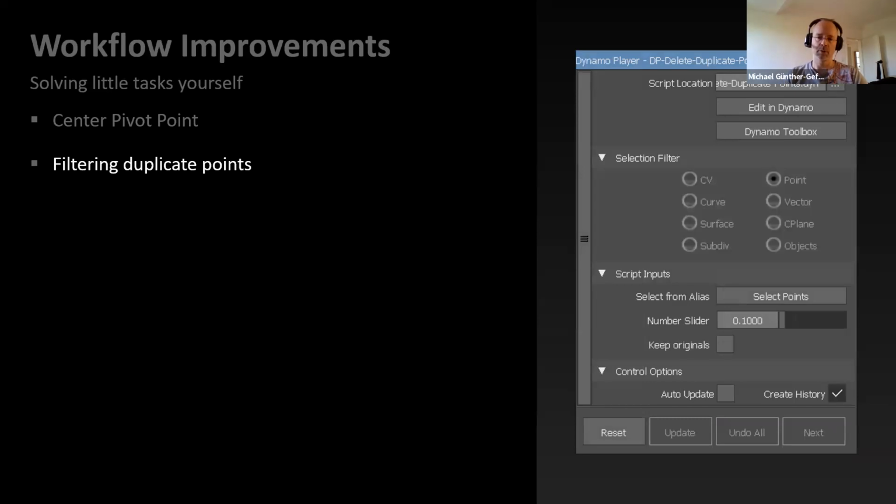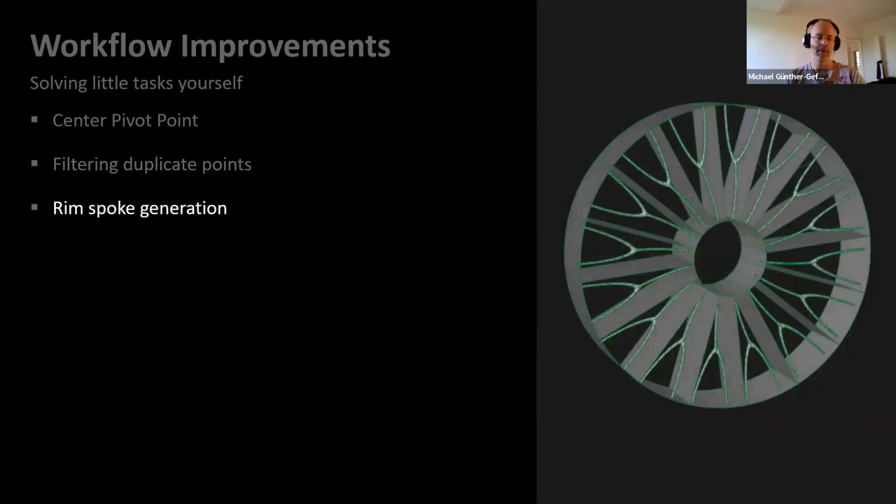Another application area was where a customer was having duplicate points, and it was very easy for me to take those points. So send the points from Alias to Dynamo, filter out the duplicates, and then only bake unique points back to Alias. Also very easy to do.